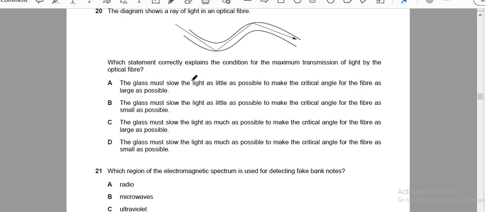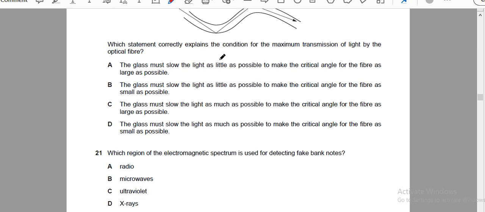Ray of light in optical fiber, which explains the condition for maximum transmission of light by optical fiber. To have maximum transmission of light, we should have all of the light inside the fiber till the end. So we should have a total internal reflection. Glass must slow down light as little as possible to make the critical angle for the fiber as large as possible.